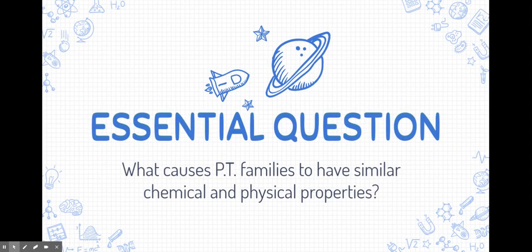As always, I would write the essential question at the top and really try to think about it as you go through the notes. What causes periodic table families to have similar chemical and physical properties?